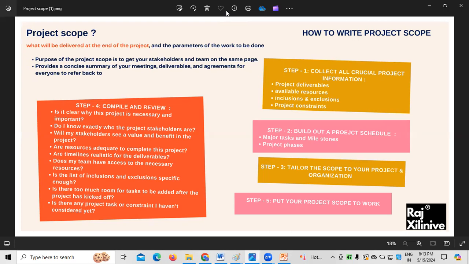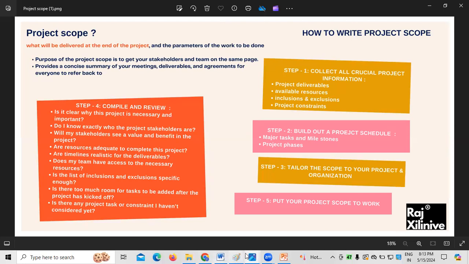Next. Is there any project task or constraint I haven't considered yet? Is there anything that we haven't considered so far, that is also something which we have to address. Okay, this is very clear. Thank you. So these are the points to be considered when you want to define the scope of the project. Based on that, you put the scope into your work and you start working. Okay, got it.